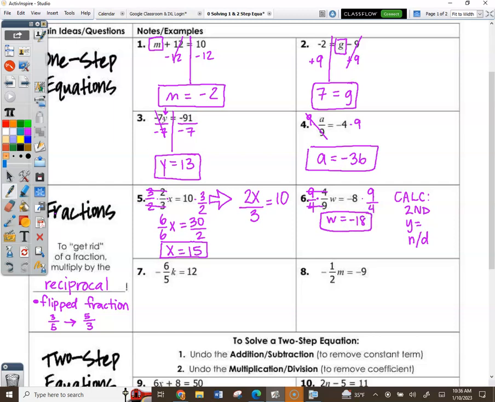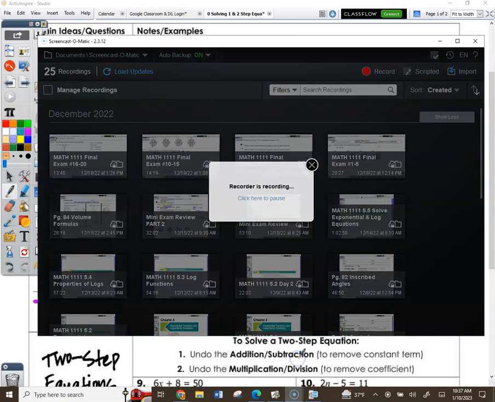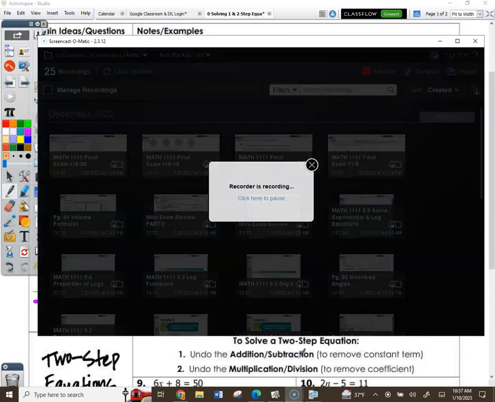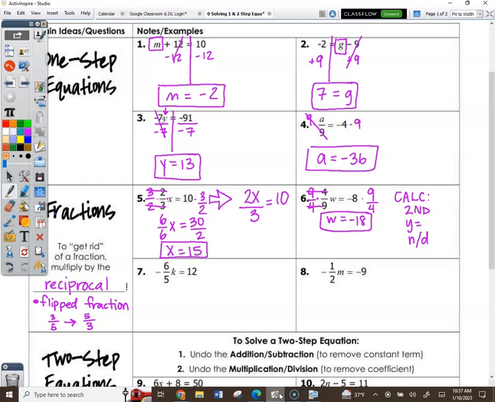Alright, go to number 7 and 8. Y'all do them and then we'll check it. Do 7 and 8 right now. Some of you, I think, have already finished it, but sometimes the recording disappears. But let me check, because if it did, that's not good. No, it's still recording. But do let me know if you think it has done that.